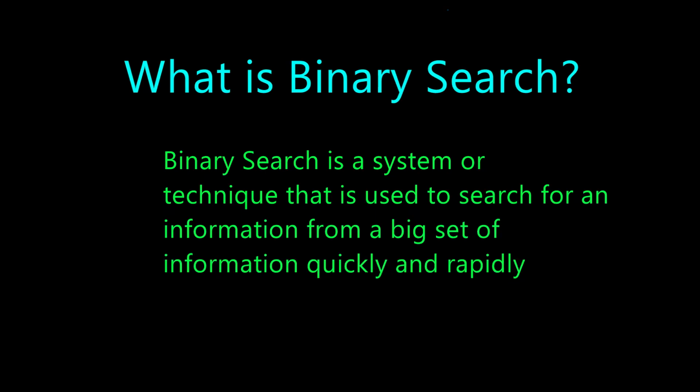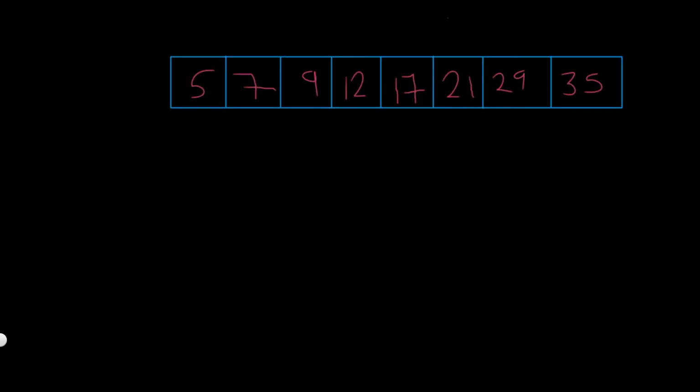So first let me tell you what binary search is. Binary search is a technique that is used to search for particular information from a big set of information quickly and rapidly. Let's say that we have a list of 8 elements and we have to search for an element in this list. Let's say that element is 29. So we are going to search for 29 in this list.